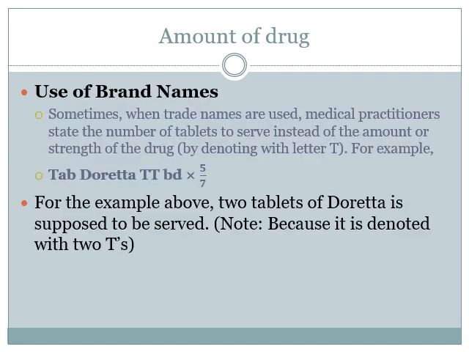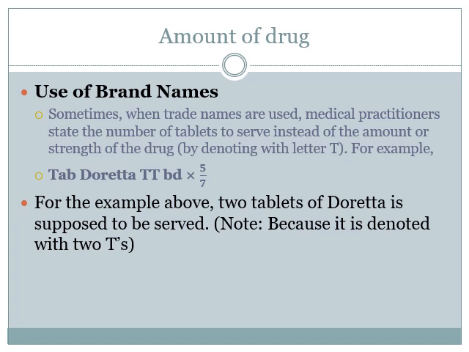Use of brand name. Sometimes when the brand name is used, we prefer to give the dose in tablets, so the doctor will write tap the retal. TT means give 2 tablets. When you write 1T, it means give only 1 tablet. So tap the retal TT BD times 5/7.